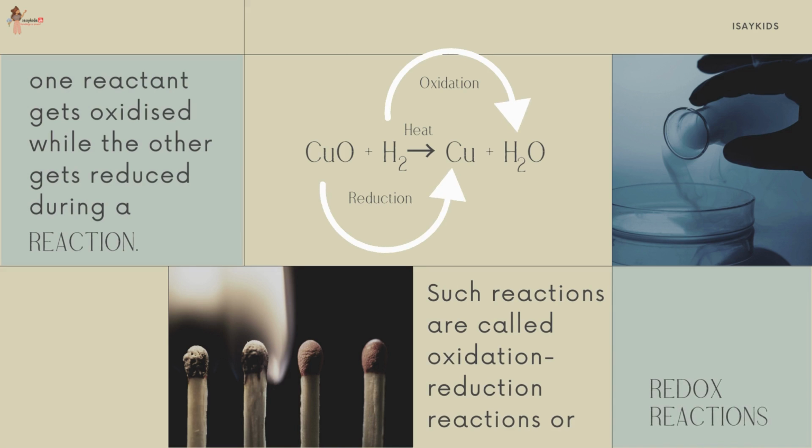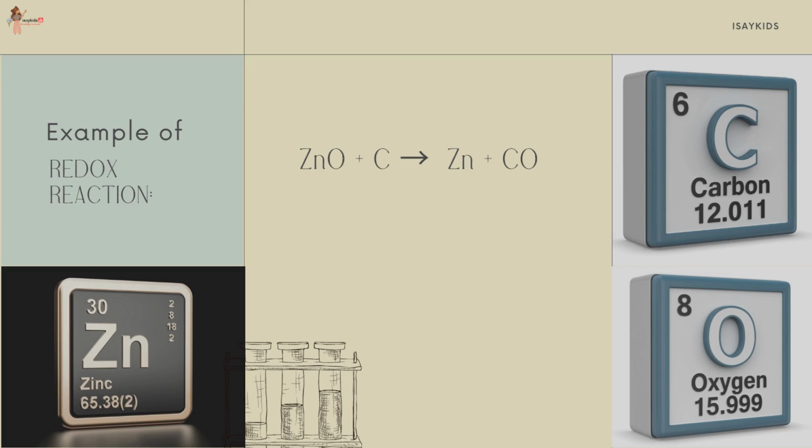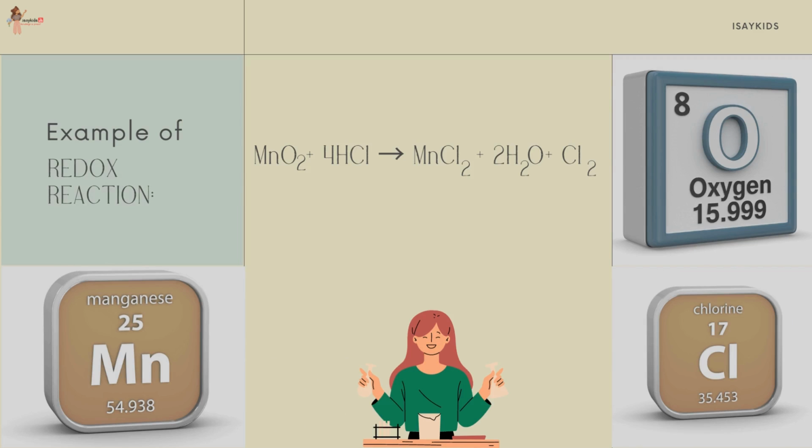Some other examples of redox reactions are zinc oxide plus carbon gives zinc plus carbon monoxide. In this reaction, carbon is oxidized to CO and zinc oxide is reduced to zinc. Let's see one more example. MnO2 plus 4HCl gives MnCl2 plus 2H2O plus chlorine, Cl2. In this reaction, HCl is oxidized to chlorine, whereas MnO2 is reduced to manganese chloride.